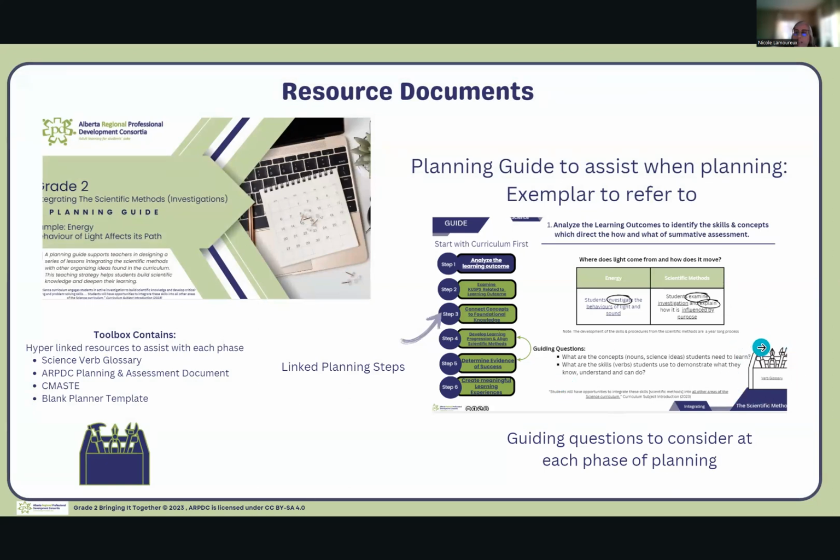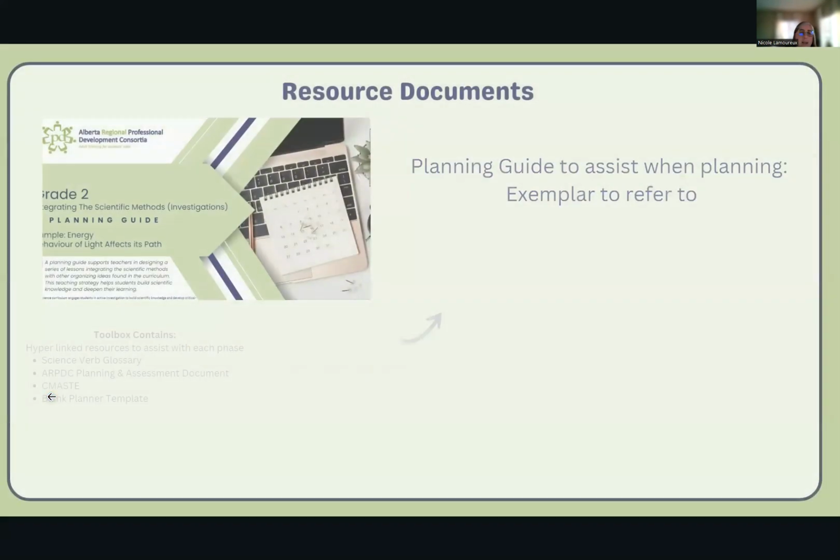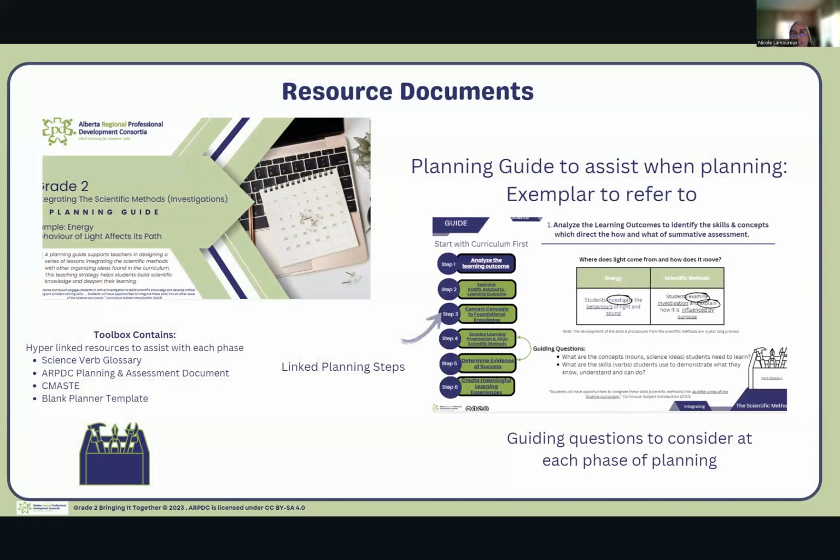There is a toolbox that is linked and changes depending on the phase. So what's linked is the Science Verb Glossary that I just referred to. Some of you may be aware that ARPDC has put forward what's called a CPAR, Curriculum Planning and Assessment Resource Document, with lots of different resources that are linked. CMAST, if you're not aware, is the Center of Mathematics and Science, Technology, Education at the University of Alberta. They have a wonderful site, so at certain planning phases, I have that linked, as well as blank planner templates.